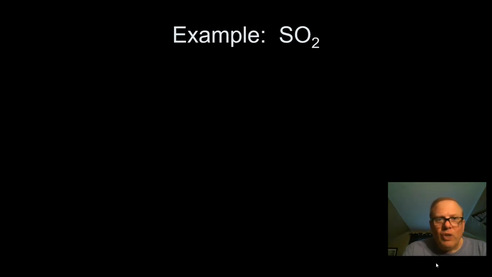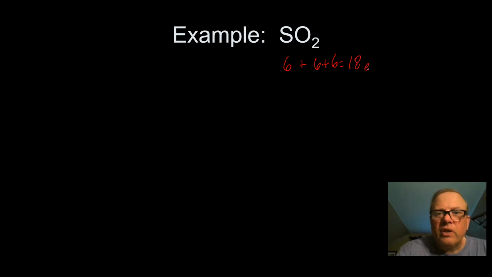Now, SO2. First thing I want to do is figure out my number of valence electrons. 6 plus 6 plus 6. I have 18 valence electrons to work from. Who goes in the middle of this structure? I'm thinking sulfur. It has the lower electronegativity, so I'll put sulfur in there. And to draw the structure out, I'm going to end up with an oxygen here and an oxygen here.